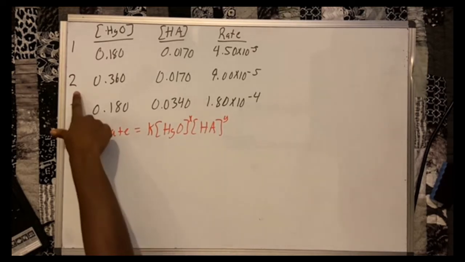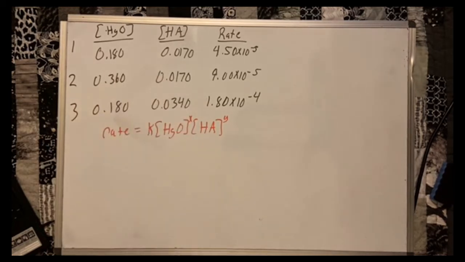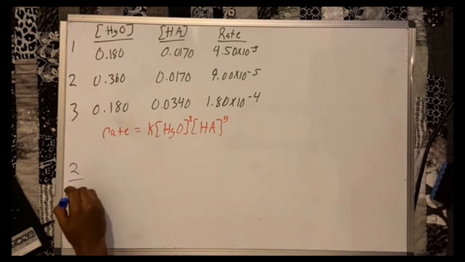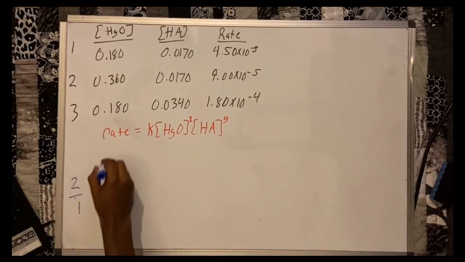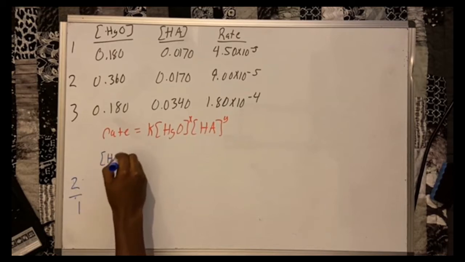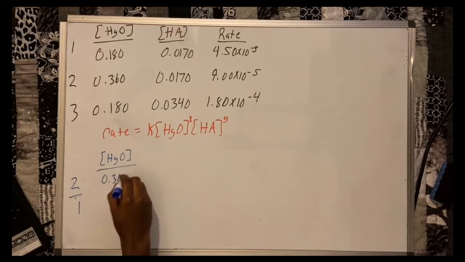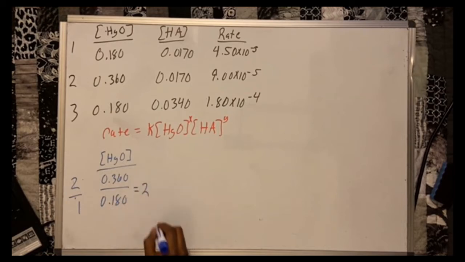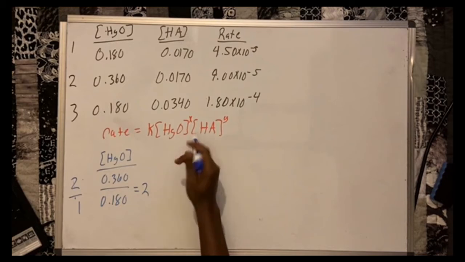So I'm going to do, let's do 2 and 1. HgO changes, but HA doesn't. So 2 over 1. I have my HgO, and this is going to be 0.360 over 0.180. That's 2, hopefully. So check that, please. I think it is. Quick maths.